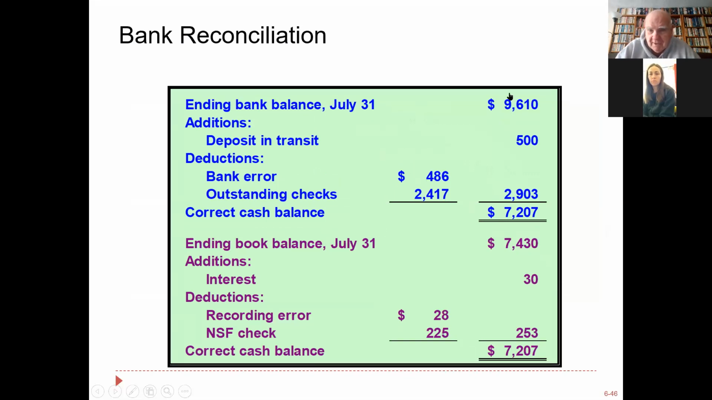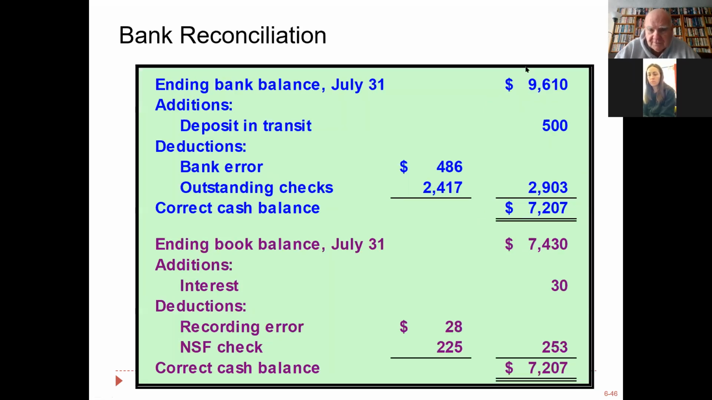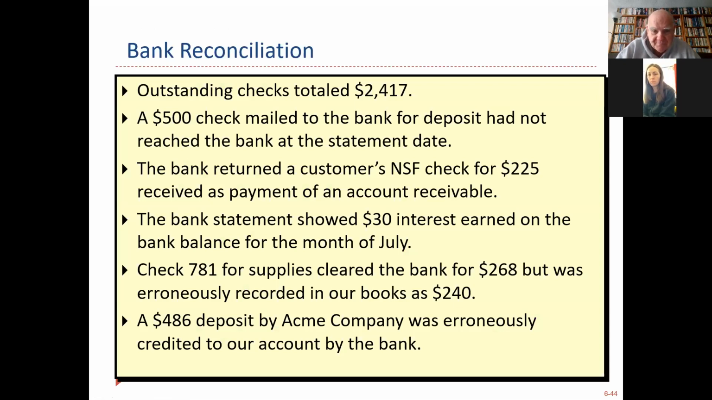We're going to take the bank balance, add the deposits in transit, and subtract the outstanding checks. And there we go. I'm ignoring the bank error deliberately. Okay. Now we have to look at the bank statement and figure out the things that they're trying to tell us.